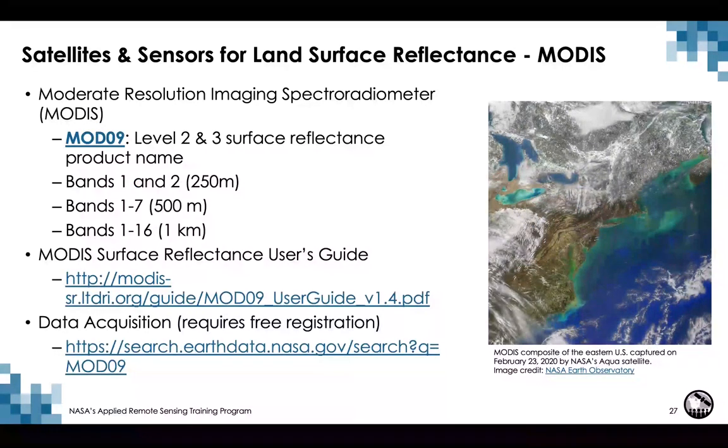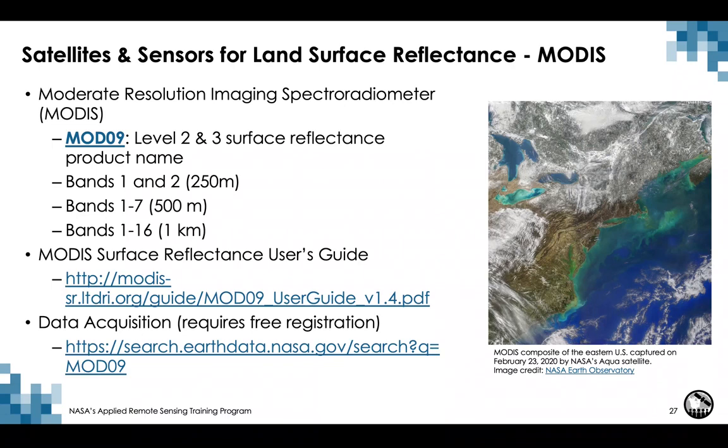MODIS products are processed to levels 2 and 3 with a product name of MOD for Terra-derived data and MYD for Aqua-derived data. In this case, for the sake of this webinar, the MOD prefix should be taken as referring to the dataset in general. The surface reflectance products are an estimate of the surface spectral reflectance for each band as it would have been measured at ground level, corrected for atmospheric conditions such as gases, aerosols, and Rayleigh scattering.